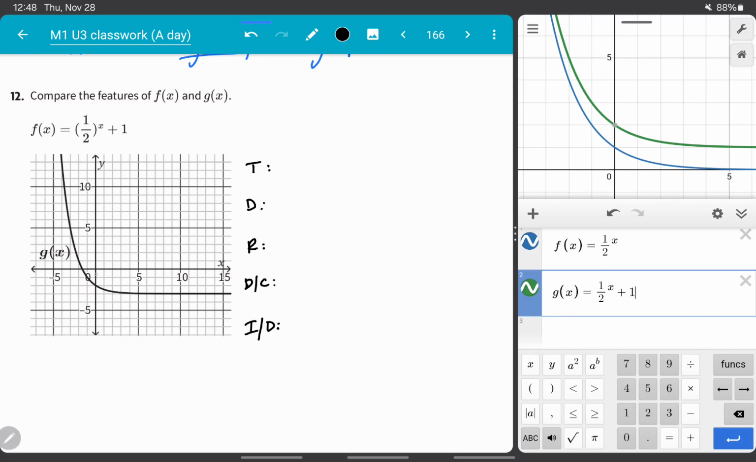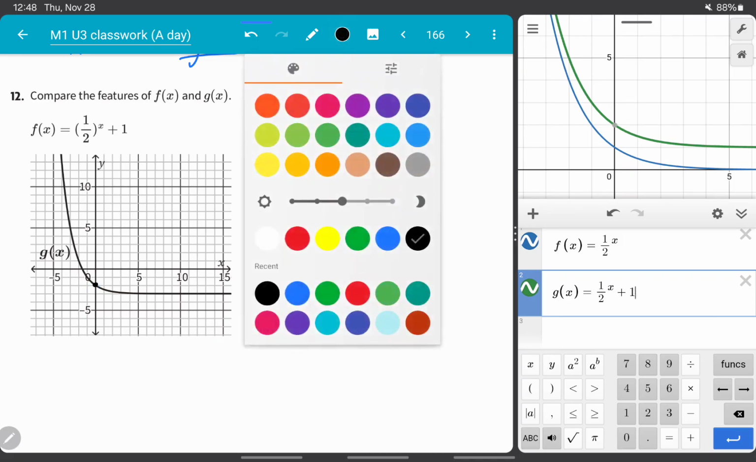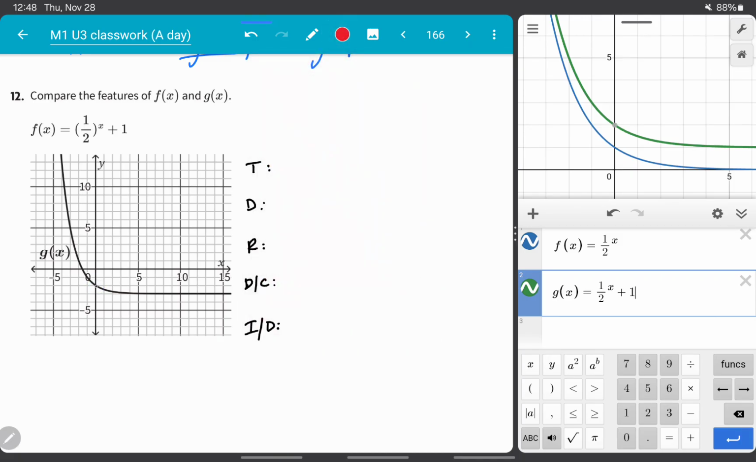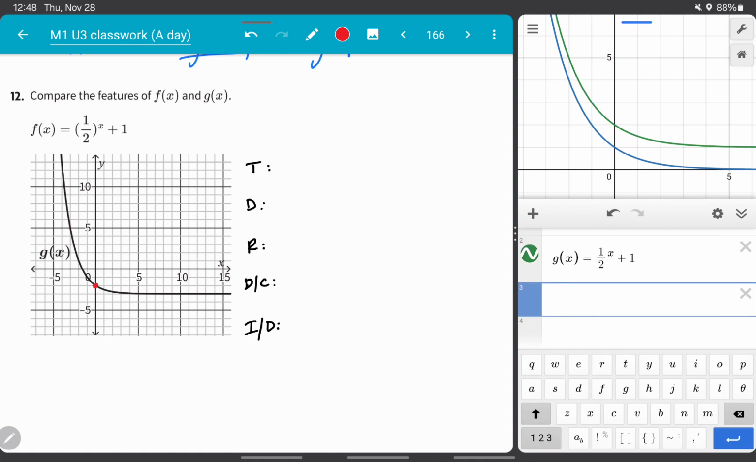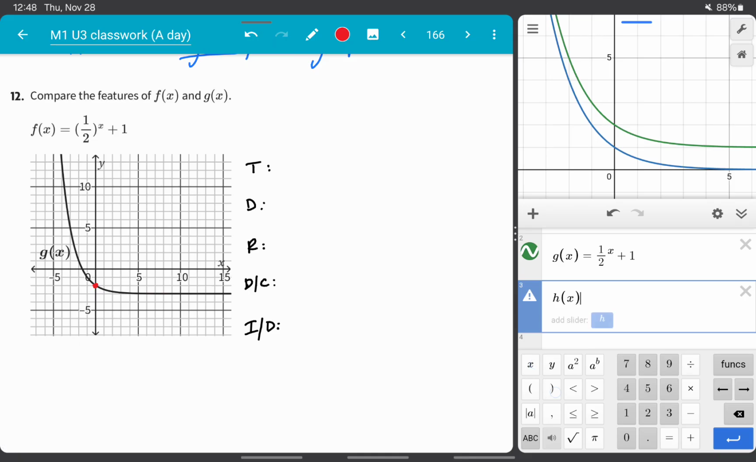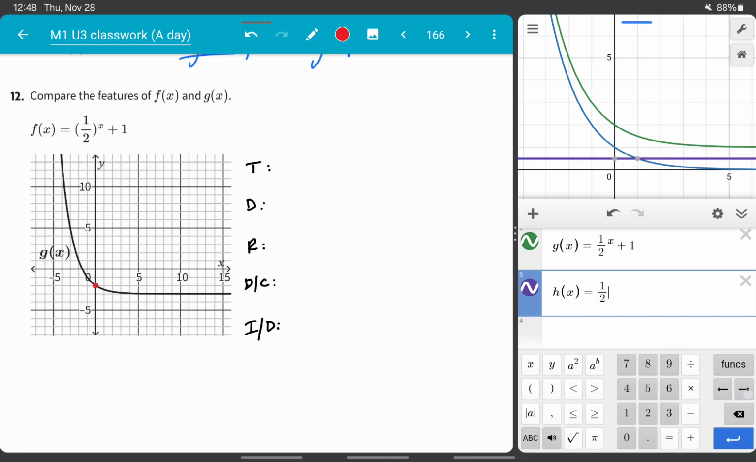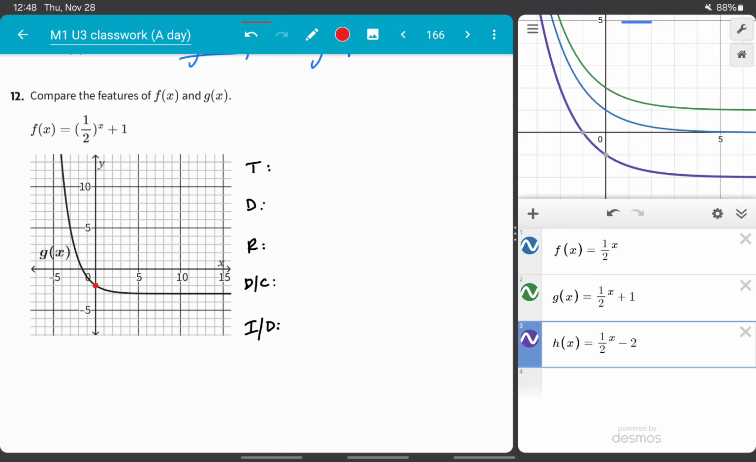And here, since I have a value at (0, -2), let's put that here, (0, -2). I wonder if this would be, I'll do h of x this time, (1/2)^x - 2. Aha. There is my point. Oh, that's supposed to be a minus. So maybe that's -3 then.